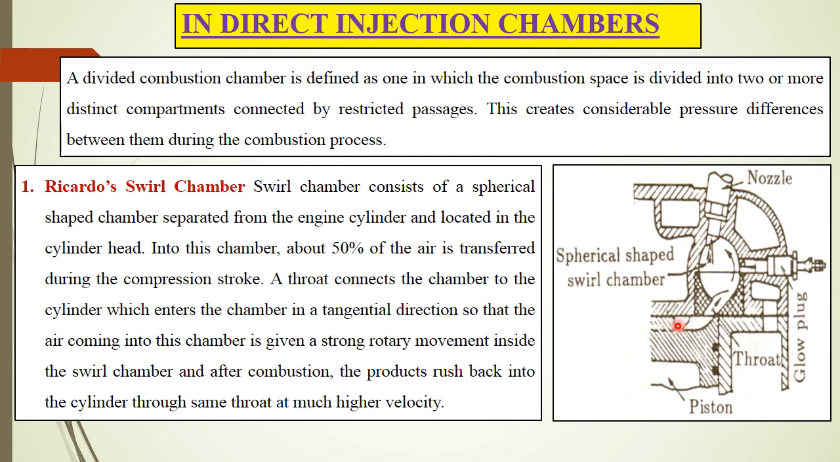This type of combustion chamber finds application where fuel quality is difficult to control, where reliability under adverse conditions is important, and for fuel economy. Any type of fuel, even cheap quality fuel, can be used in this swirl chamber. A single-hole fuel nozzle or single-hole injector is used in this case. So this is about the Ricardo swirl chamber. The next part we'll discuss next.